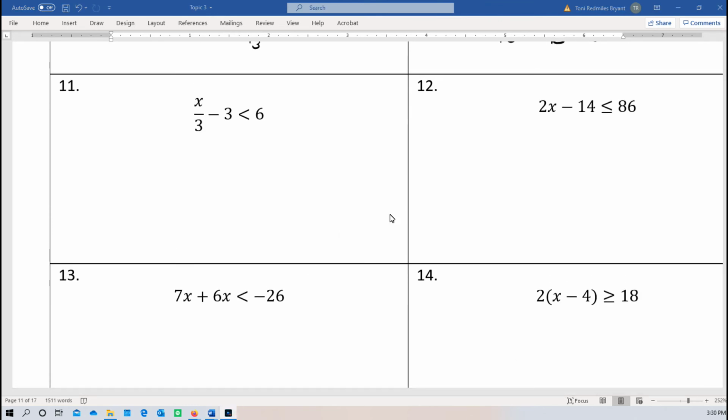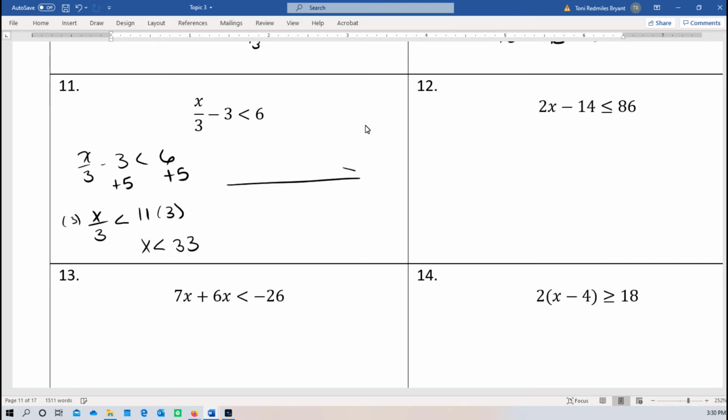All right, now in number 11, we have some other things going on here. We have the 3 being subtracted from x, which means I have to add it on both sides. So I have x over 3 is less than 11. Last step, multiply out that 3 because it's dividing the x and that's the opposite operation. And we find that x is less than 33. So when I graph that on a number line, if it has to be a number less than 33, then that's 0. That's -1. That's all the numbers to the left of 33.